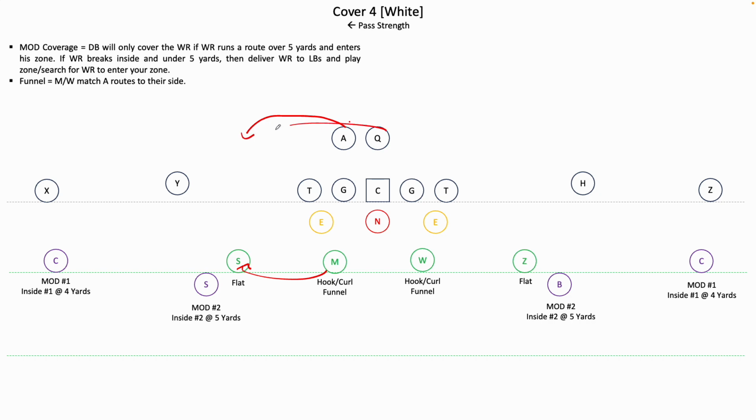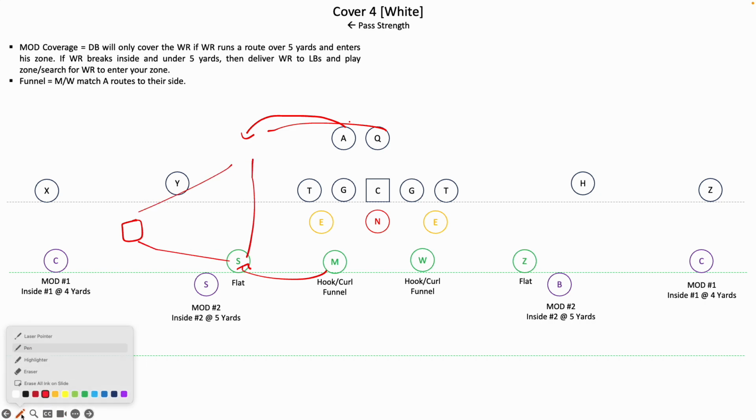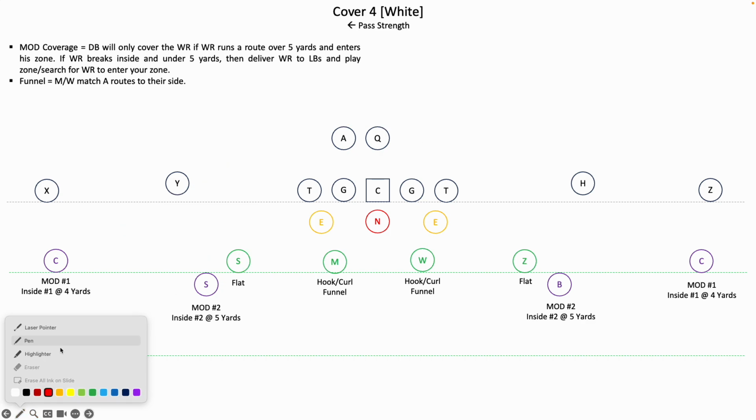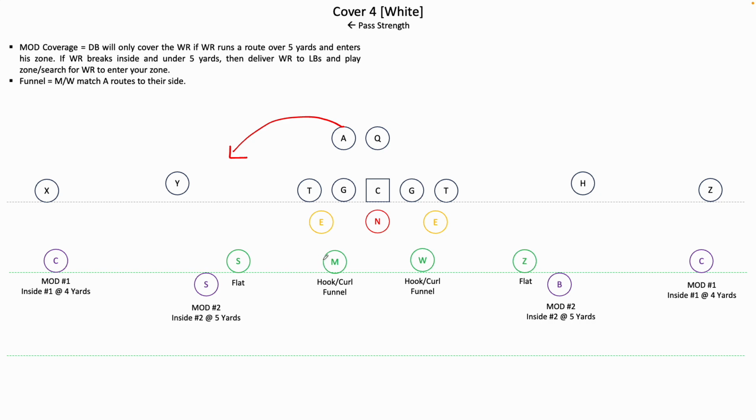All right, now if the quarterback makes this throw, remember we said the Sam's going to be out here in the flat. Now we're just going to rally and make the tackle. Okay, this is what you do not want to do. You don't want to go behind the line of scrimmage to cover the A. You got to stay in your hook to curl zone. You're going to match the A from the top of your zone.